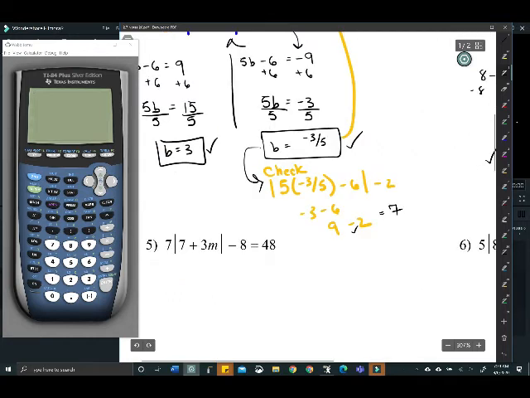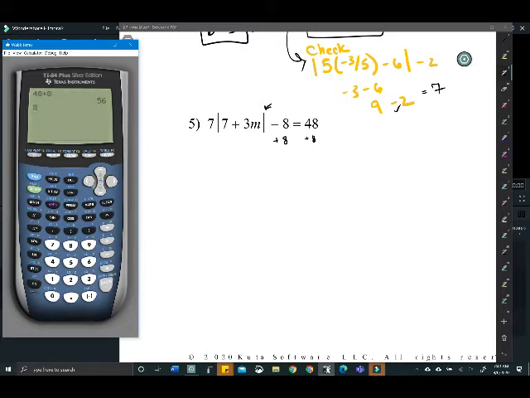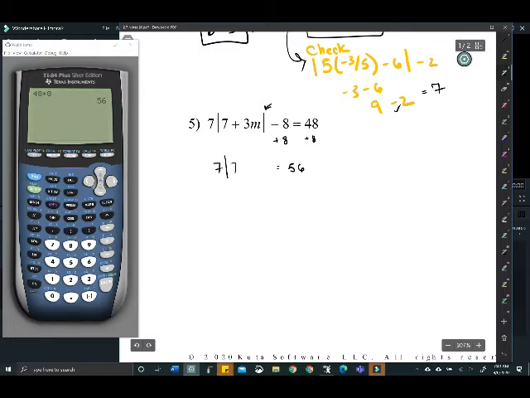Some problems here. So now we just have multiple steps. Again, first idea, isolate. So let's get the absolute value all by itself. You want to add or subtract first. So I'm going to add 8 over. 48 plus 8, 56. Again, don't distribute. It's tempting. But now we can multiply each side by 1/7, or think of it as dividing by 7.